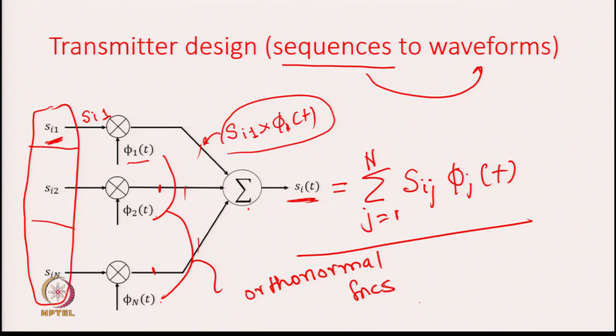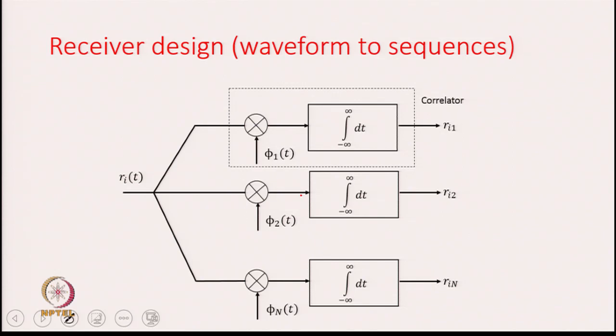Okay. So, what is the transmitter design? It looks very simple, isn't it? You have a bunch of numbers, you multiply these numbers with orthonormal functions, you collect all products by using a summer, and you get a waveform. So, this is as easy as it can get. Okay. Let us now move to the receiver design.